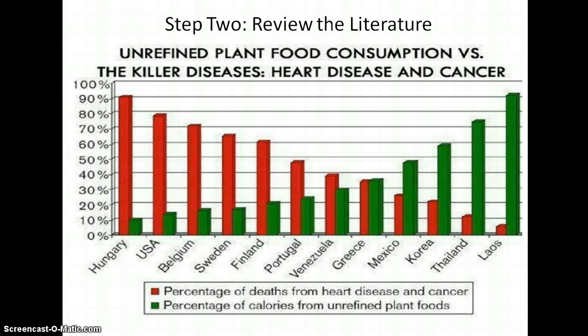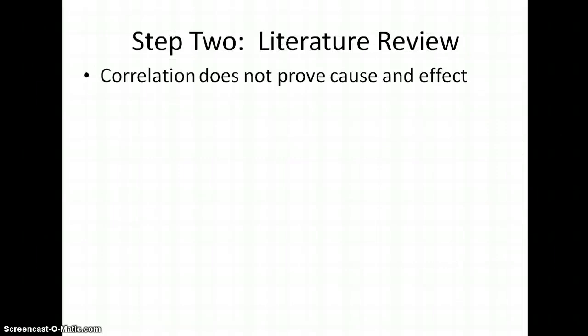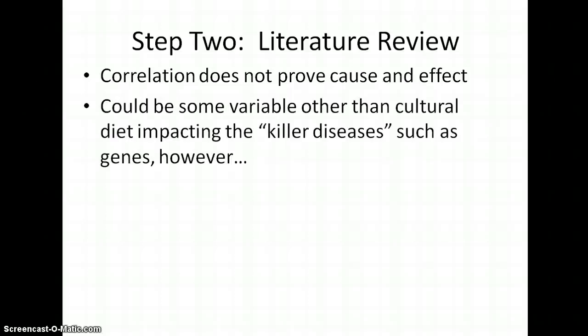What we have here is a correlation, and it's an inverse correlation. As unrefined plant food increases, disease decreases. But being good scientists like we are, and critical thinkers like we are, we know that correlation does not prove cause and effect. There has to be a mechanism there, right? Correlation does not prove cause and effect. There might be some other variable, something other than cultural diet impacting these killer diseases.